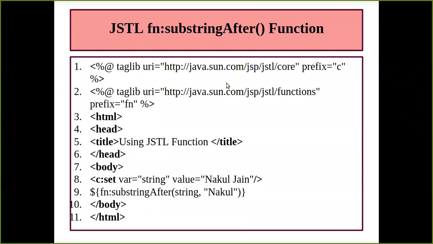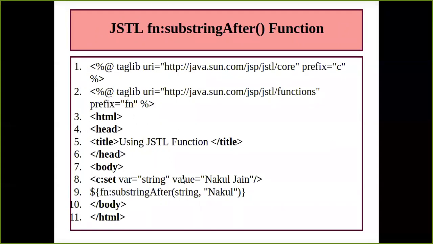So again we are going to make use of the same first 2 lines. That is, we are going to make the JSP engine understand that we are going to use the directive, that is @ taglib directive. Then we have 2 attributes, URI and prefix, where we are passing the URL for the core tag and for the functions. For core we have a prefix called c, and for functions we have a prefix called fn.